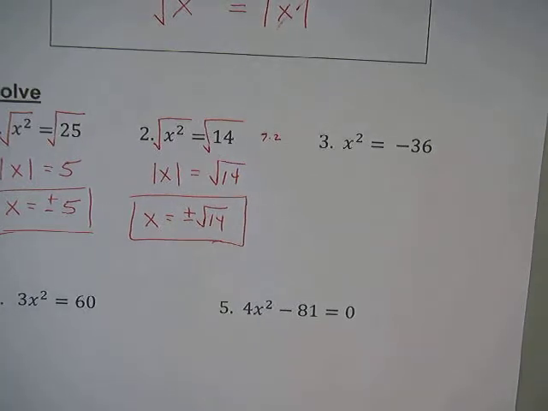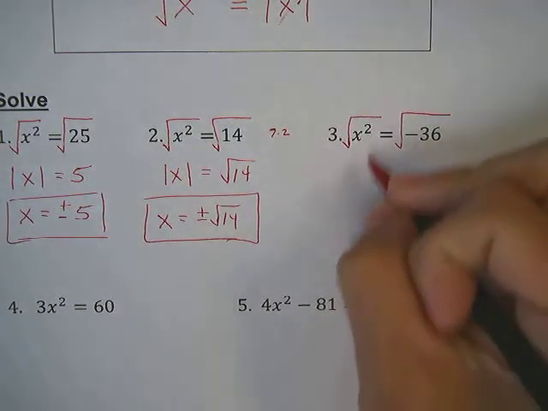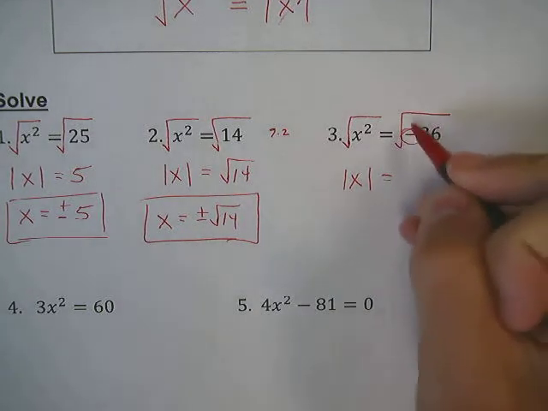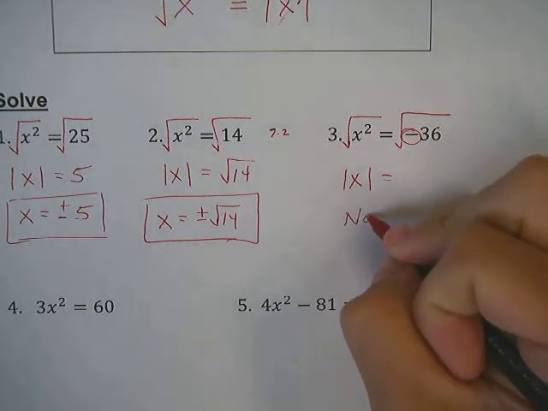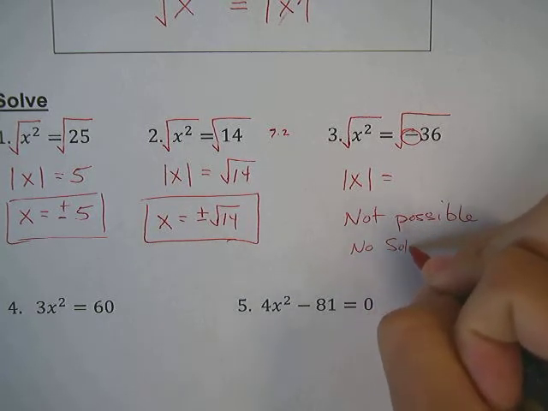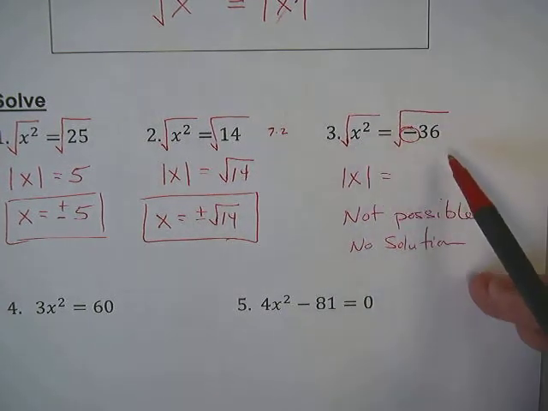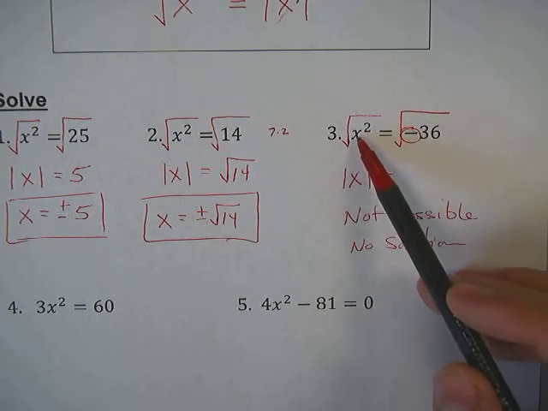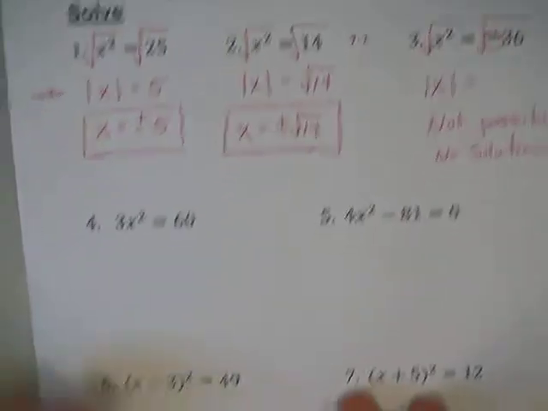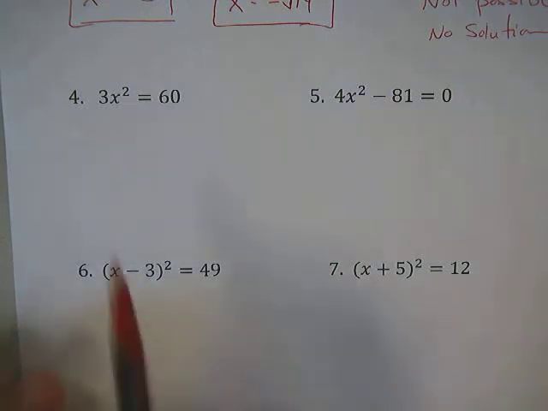You should try number 3. If you can, hit pause, give it a shot. Okay, so here we go. I'm going to just square root both sides. This will be the absolute value of x. Now, what's the problem here? The problem is we have a negative inside of a radical. So this would be not possible, or no solution. And if you think about it, just think about the original problem. X squared equals a negative number. There's no way that you can square a number and come up with a negative value as an answer, so not possible.